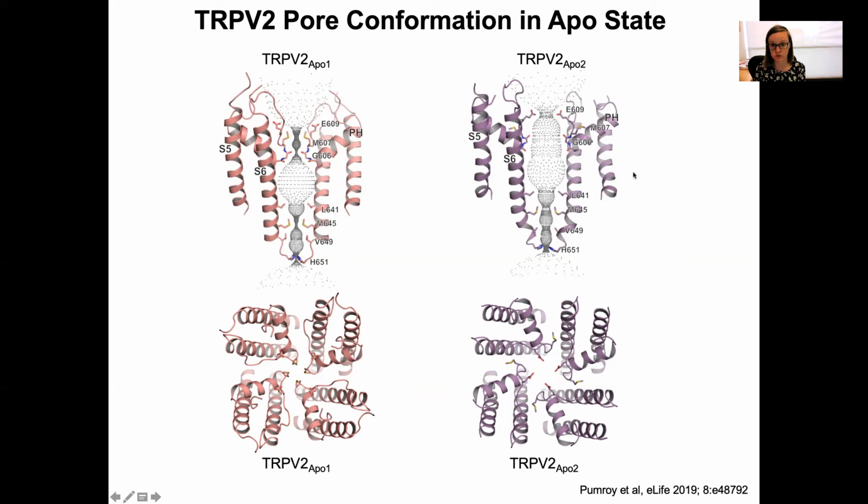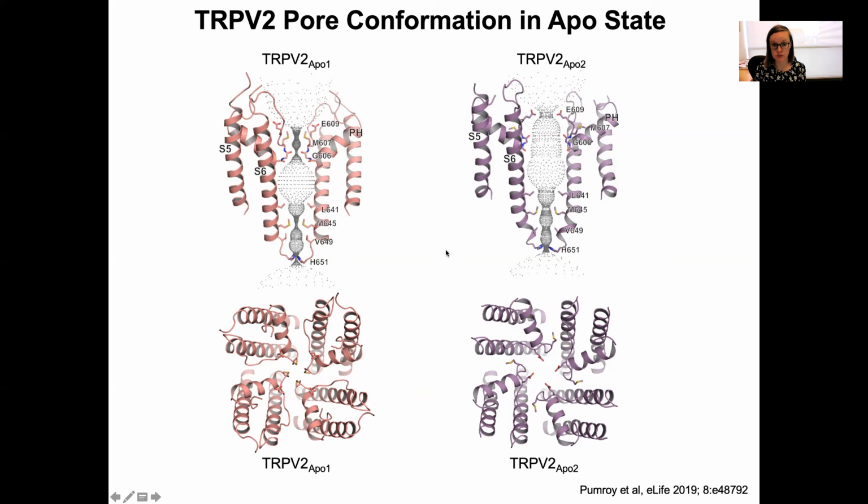This is the representation of the pore of the channel. But interestingly, the selectivity filter of one of the states, apo1, was tightly closed, while the selectivity filter of the apo2 state was widely open. Nevertheless, the lower gate, which is at methionine 645, was closed in both the apo1 and apo2 states. This actually was quite an interesting finding.